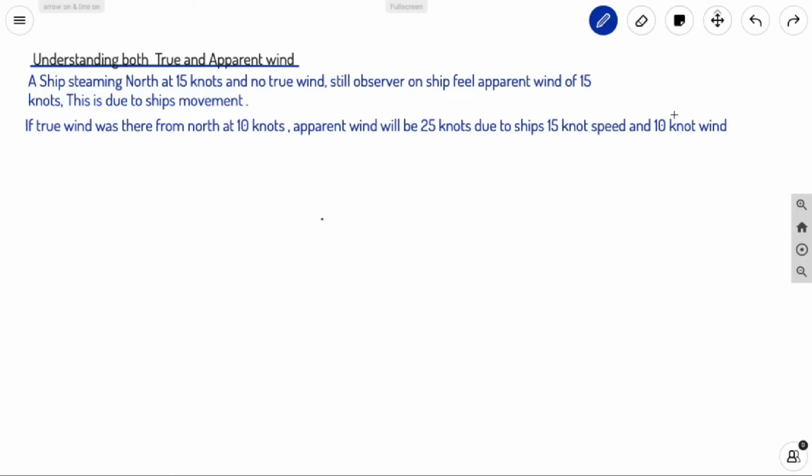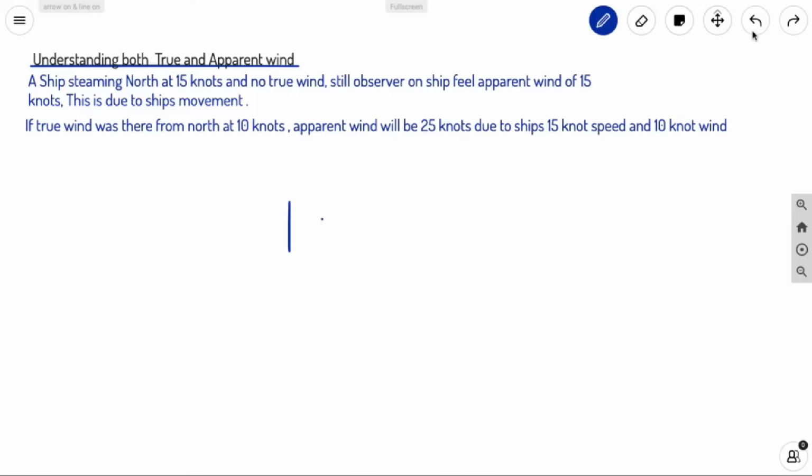Next thing, if true wind was there from north at 10 knots, then our apparent wind will be the sum of both true wind and your ship's movement. That means ship movement was 15 knots and your true wind was 10 knots. The apparent wind will be the sum of both, that will be 25 knots.